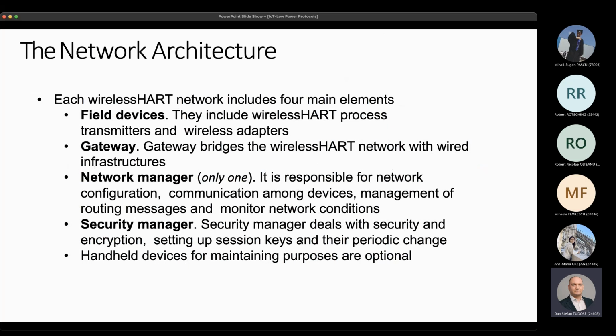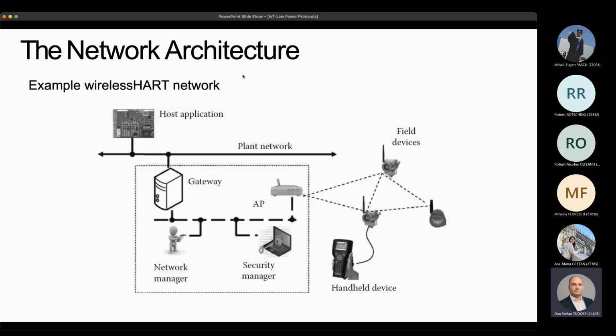You might also have different devices which are used for maintenance purposes. You can debug the network through them. They can be handheld, but these are optional. A network consists of devices which are these four types of devices. So this is a typical network architecture. Here you have these field devices which are connected through a WirelessHART network. You have this access point or gateway which connects to, let's say, the HART network, where you have a network manager and a security manager. And then through the gateway, you connect to a wired network. It can be the plant or the industrial network that is installed inside of the factory. And you have different host applications which can connect to the whole network.